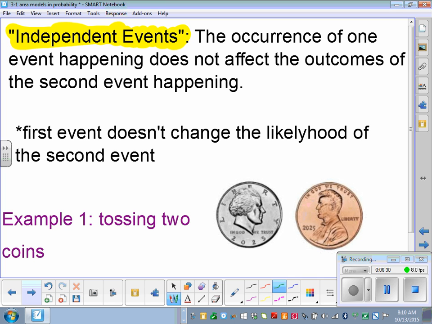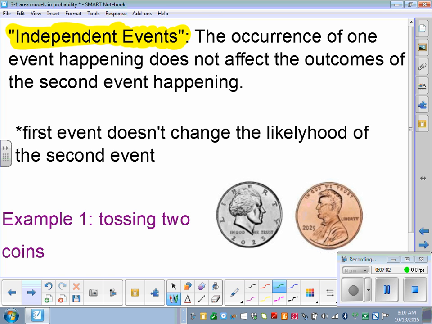So here's some examples of what two independent events would look like. If I was tossing 2 coins, these are independent events, because if I toss this silver coin in the air, it's going to either land on heads or tails, right? Okay. Well, is that going to change the fact that if I toss this penny, it's going to land on heads or tails? No. Tossing the first penny is not going to affect when I toss the second. So these are considered independent events. Does that make sense? How they don't affect each other.